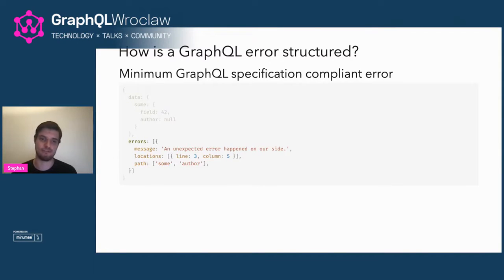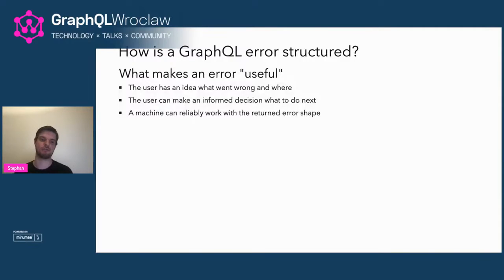This error in itself is not really useful, is it? So what actually makes an error useful? The user has an idea what went wrong and where. This is why there are the location and the path, so you know where you have to look in your query to see what might be going on. You want your user to be able to make an informed decision on what to do next. What to do next can be as simple as retrying, or it might even point your user towards changing their query to be able to repeat it and then be successful.